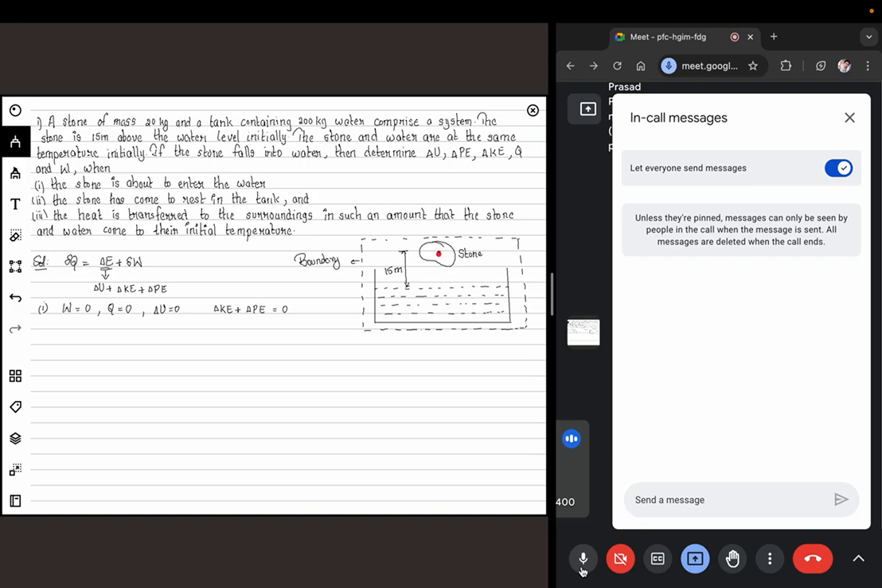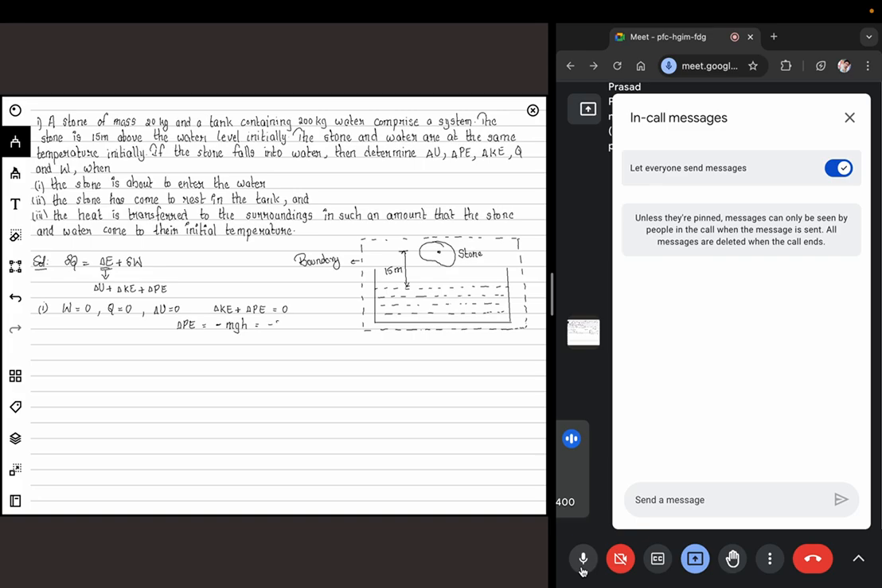As the stone is falling from the top to the bottom, its potential energy is getting converted into kinetic energy, so that the net change is actually 0. So we can calculate the change in potential energy. As the stone is falling from a higher elevation to a lower elevation, the potential energy will decrease. So I'm putting a minus here: minus the mass of the stone, g times h.